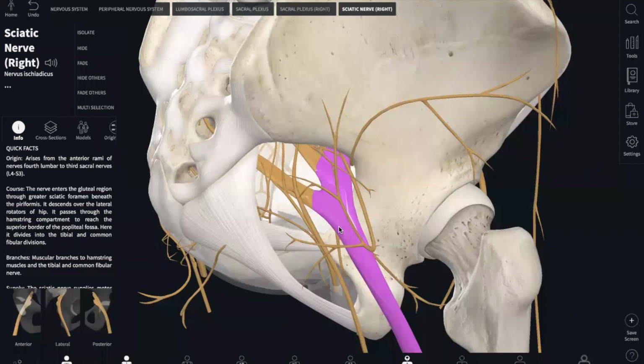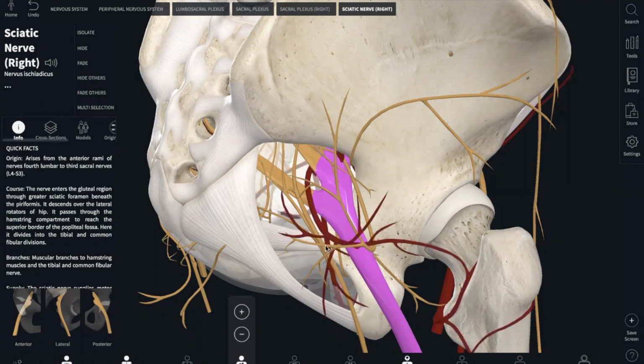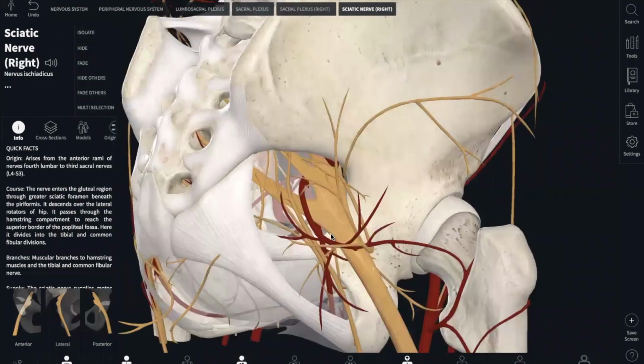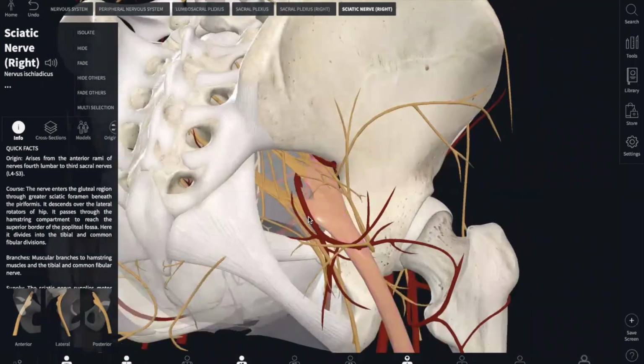And aside from nerves, we have 3 vessel sets that go through there. So the superior gluteal artery and vein, the inferior gluteal artery and vein, and the internal pudendal artery and vein. So yeah, it's a bit of a mess, but 3 vessel sets, 7 nerves, piriformis muscle. Just remember that.